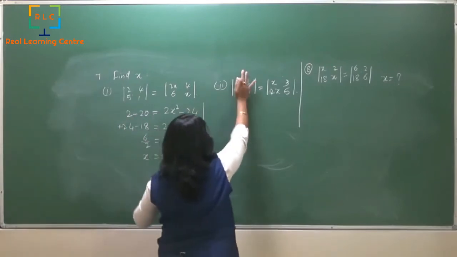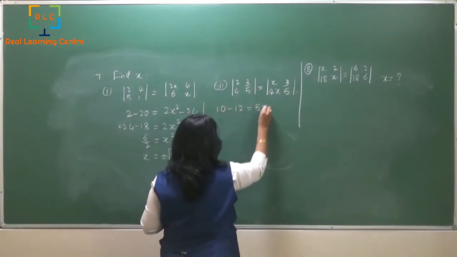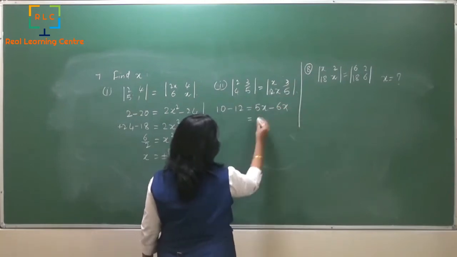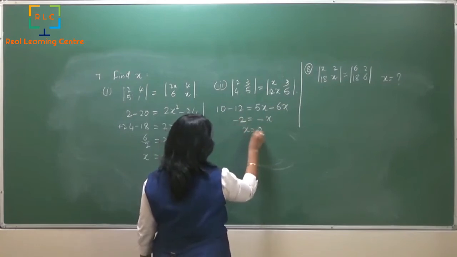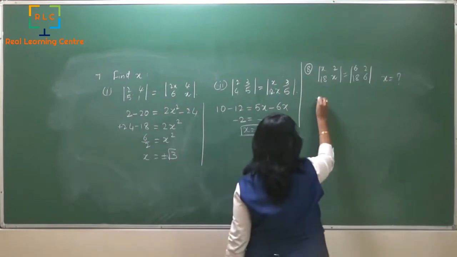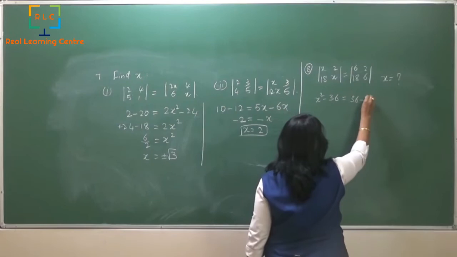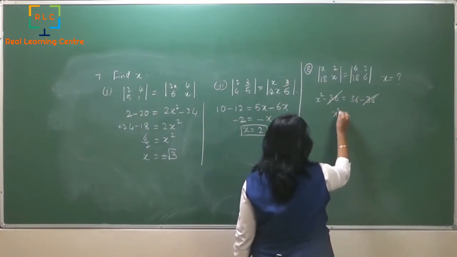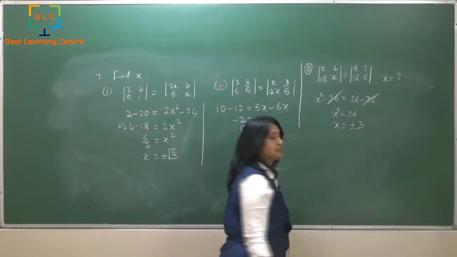So I shall take out the determinant here. 5 2s are 10 minus 12 is equal to 5x minus 3 2s are 6x. It's equal to 5x minus 6x is minus x, 10 minus 12 is minus 2, so you got x is equal to 2. And then here, x square minus 18 2s are 36 is equal to 36, minus 36, 36 is gone, so you got x square is equal to 36, x is equal to plus or minus 6.